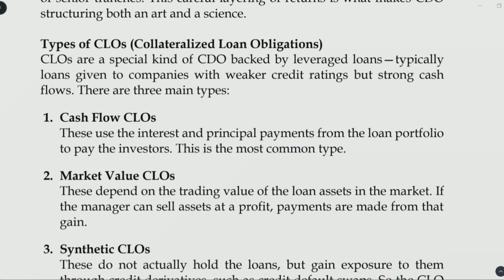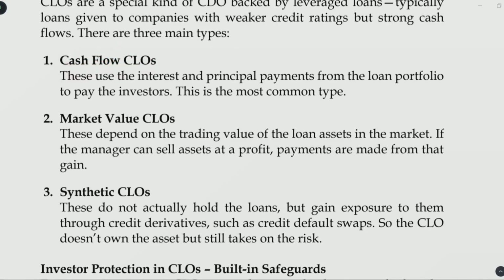So now we have types of CLOs, that is collateralized loan obligations. CLOs are a kind of CDO backed by leveraged loans, typically loans given to companies with weaker credit ratings but strong cash flows. There are three types: cash flow CLOs, market value CLOs, and synthetic CLOs. What are cash flow CLOs? These use the interest and principal payments from the loan portfolio to pay investors. This is the most common type.